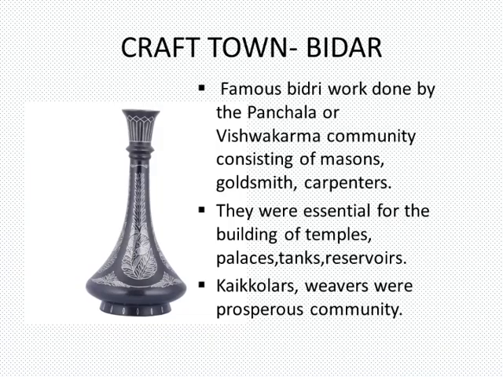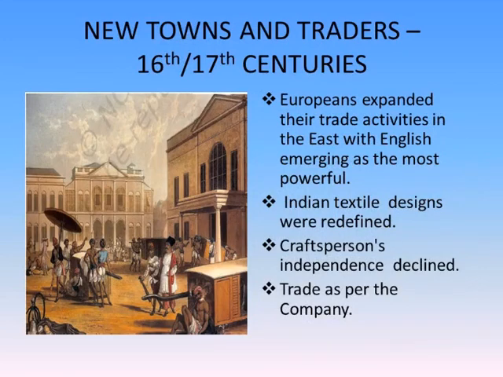But despite all these features, as we just now discussed, be it Surat or Hampi or Masulipatnam or any other town which flourished during the medieval period, gradually they started declining. The importance started declining. Now, there were many reasons, and the most important was that Europeans started expanding their trade activity in the east, mainly India and the Indian subcontinent, where out of all the Europeans, Britishers or English emerged as the most powerful one. So what happened? They redefined the Indian textile designs.